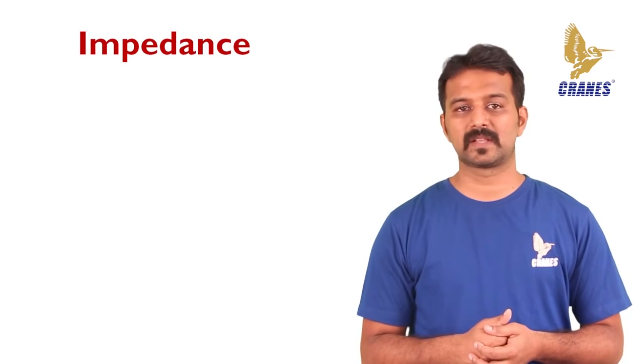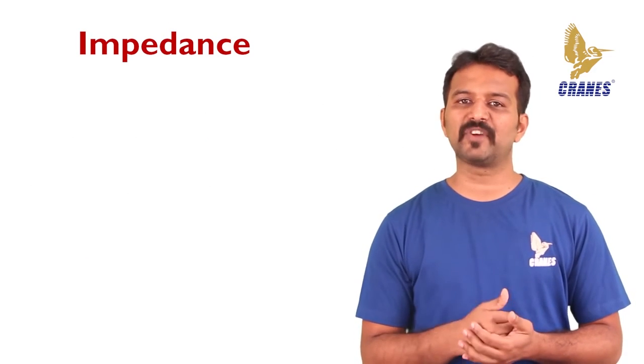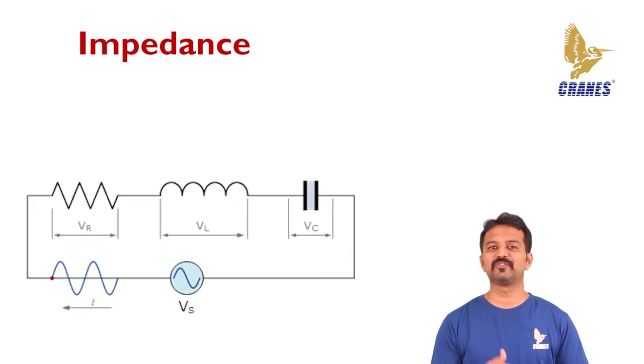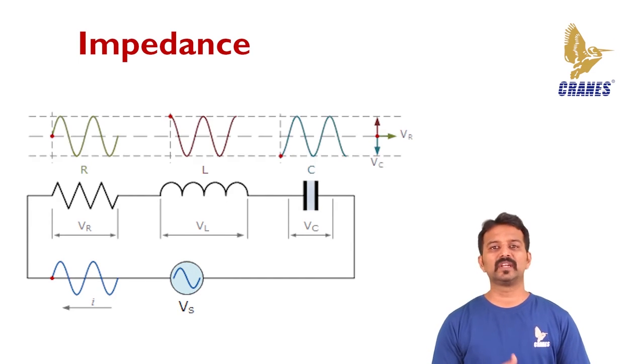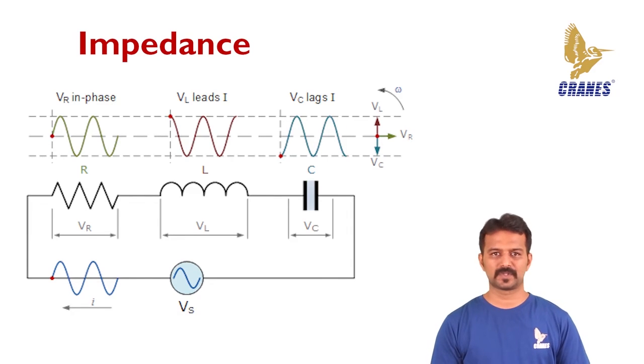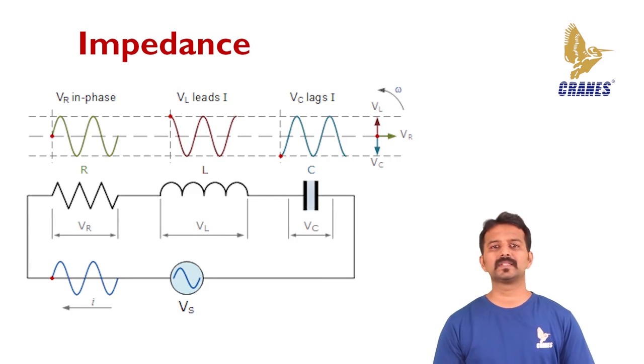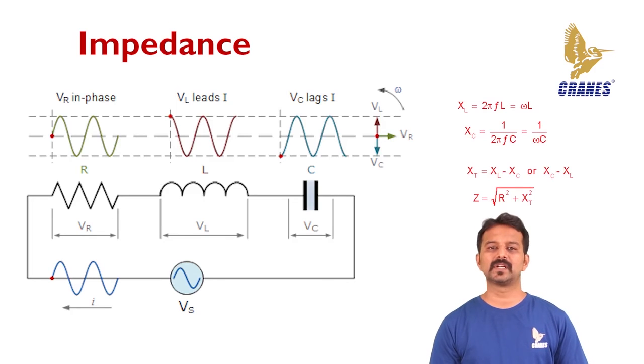Let's look at impedance. Impedance is the effective resistance to alternating current arising from the combined effects of ohmic resistance and reactance. When alternating current goes through an impedance, a voltage drop is produced which is somewhere between 0 and 90 degrees out of phase with the current. The impedance is indicated by Z and measured in ohms.